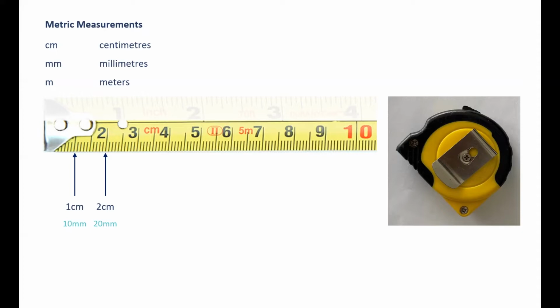But I think for this exercise, we'll just work in centimetres. And then there's 5 centimetres here, and you can see 10 centimetres. Every 10 centimetres tends to be marked in a different colour on a tape measure as well, so it's quite clear to see. 10 centimetres is 100 millimetres, and it's also 0.1 metre as well.